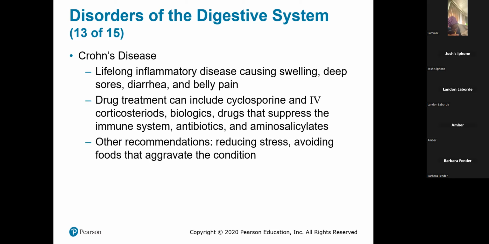Maybe not quite where your mind was going. Next, we have Crohn's disease. This is a lifelong inflammatory disease that causes swelling, deep sores, diarrhea, and even belly pain.